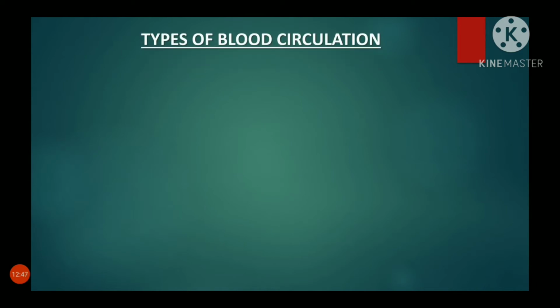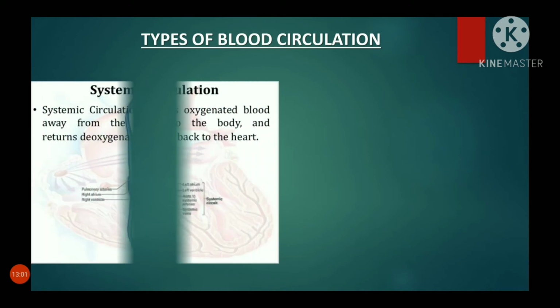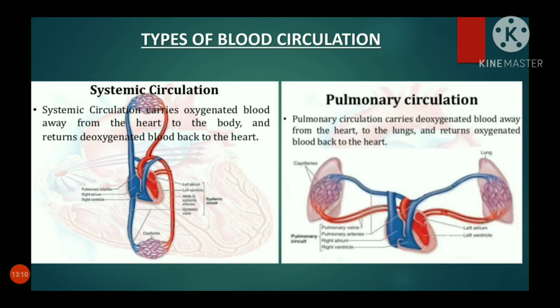Types of blood circulation. We have studied the heart, the valves available in the heart, and the heartbeat. Now we will see the types of blood circulation which take place in the heart. The blood circulates in our body as oxygenated and deoxygenated blood. Three types are there: systemic circulation, pulmonary circulation, and coronary circulation.